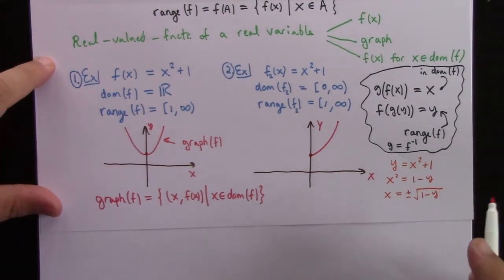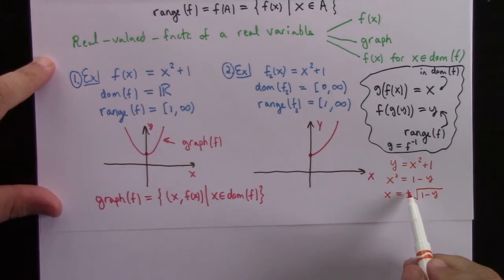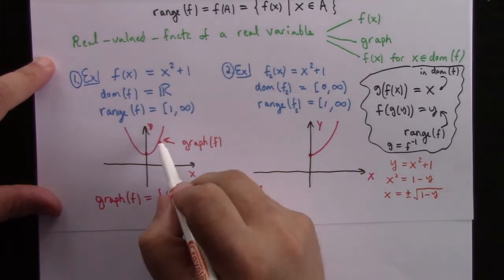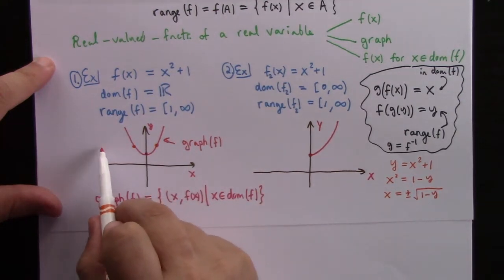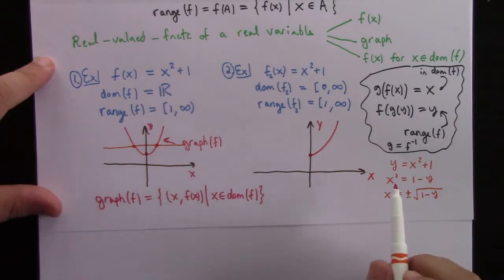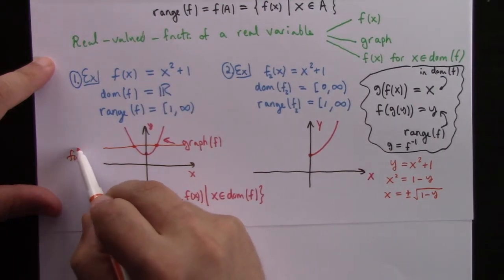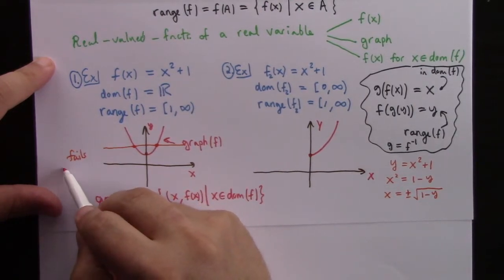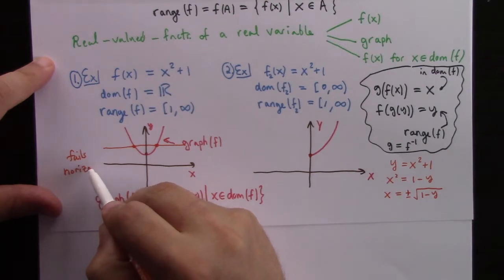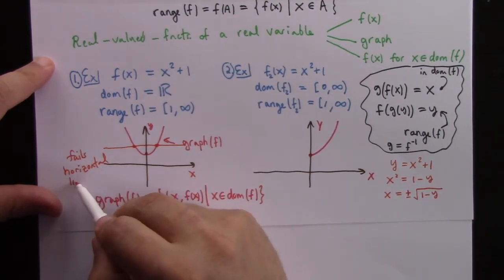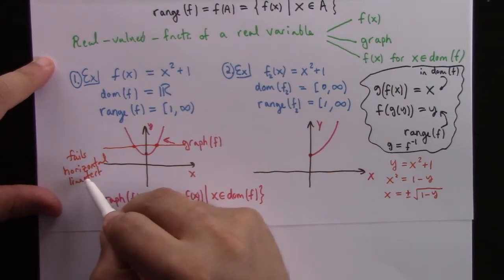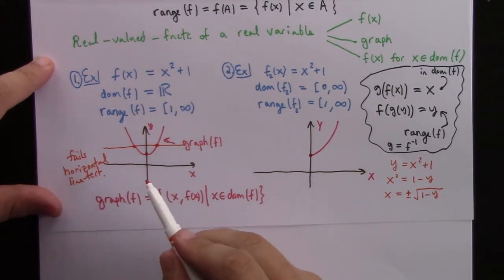And so that plus or minus is really troublesome over here, because both of the solutions, plus or minus, are allowed, right? In other words, this graph fails the horizontal line test, in the sense that there are two inputs which lead to the same output. So this function does not have a global inverse.